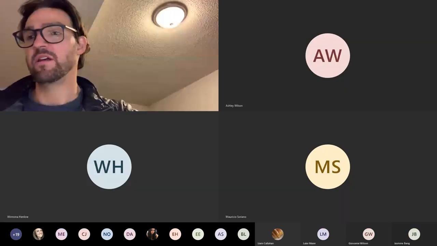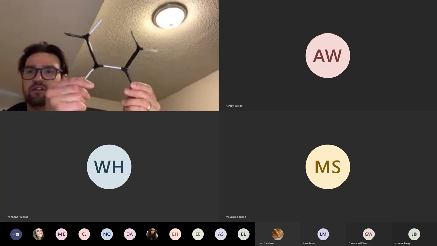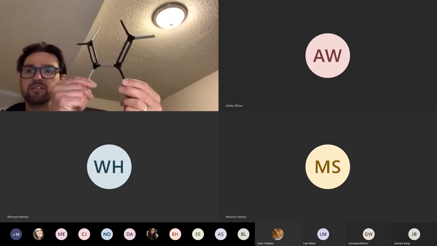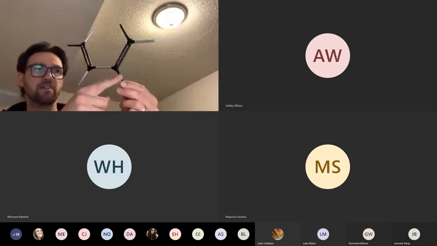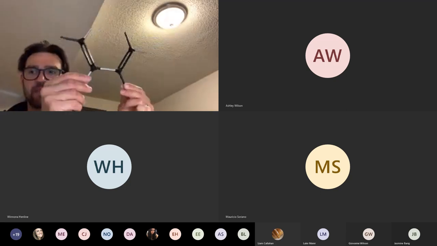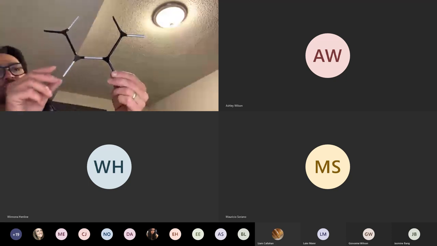Okay, so here's a model of 2-butene. So this is 2-butene here. You can see the two double bonds in it here. So I have CH2, methine, methine, methylene, like that. So there's the two double bonds. This is the S cis conformation.